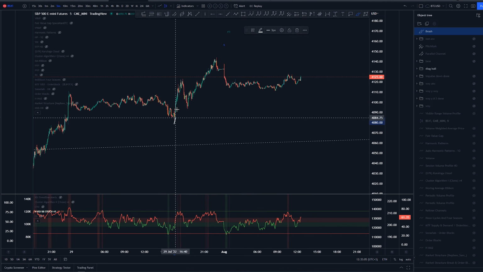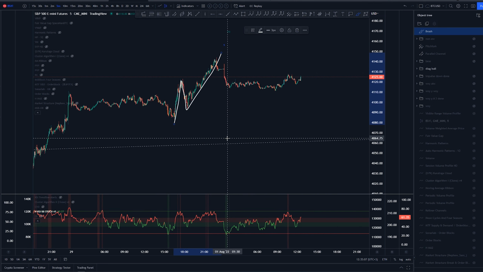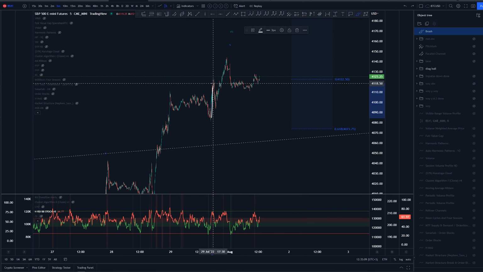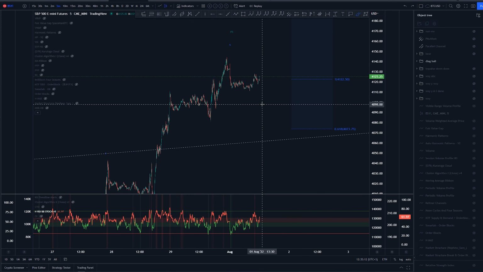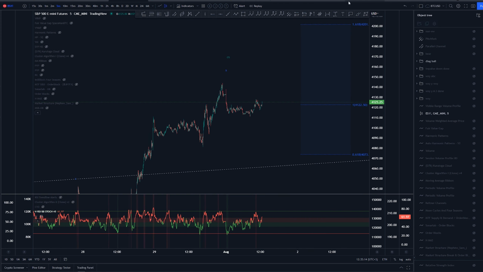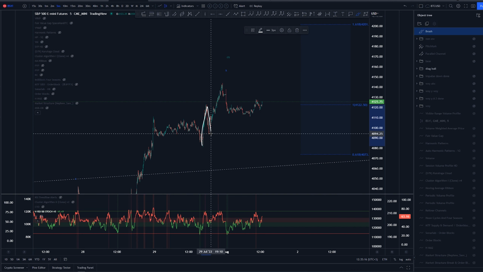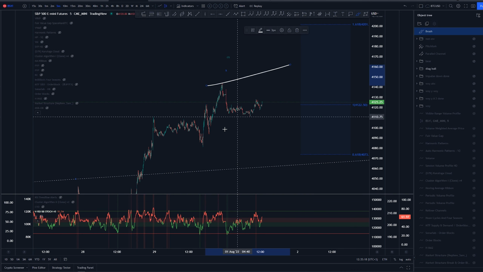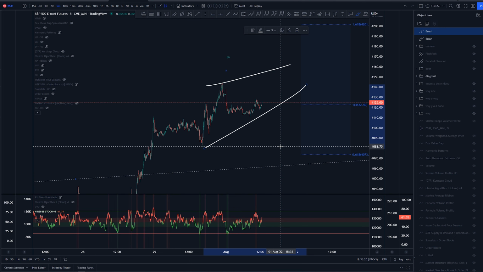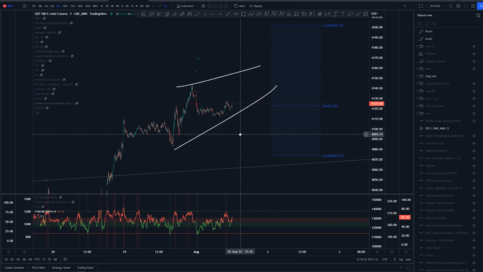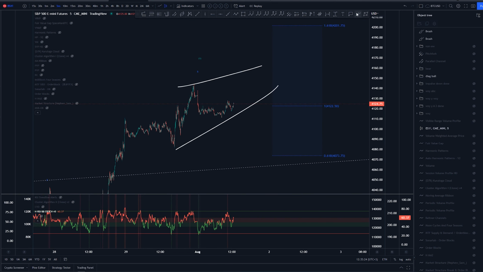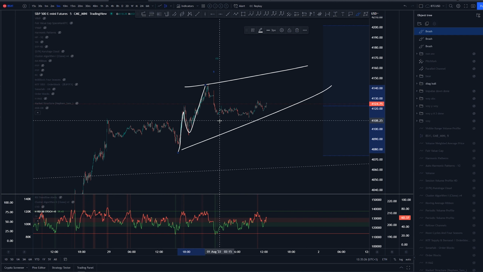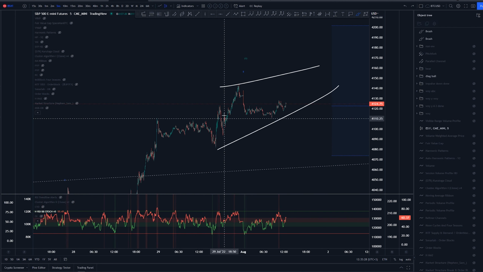So to me, this definitely looks more like a 3-wave structure. However, we are at the very tip top of this whole structure, so it is possible that we are going to be getting some kind of diagonal action in here, something like this. Not certain, of course, but it is possible. This definitely looks more like a 3-wave structure to me than anything else.